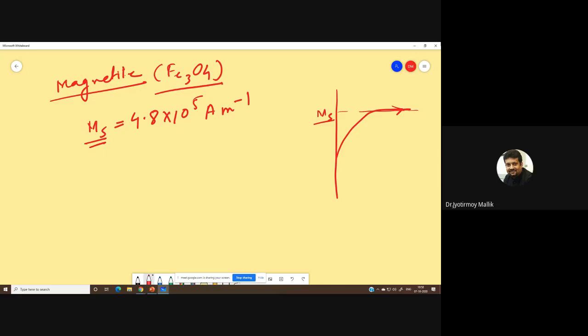And the Curie temperature will be 578 degrees centigrade. Now this saturation magnetization, the Curie temperature and the bulk susceptibility, all these things will slightly change if I keep on replacing titanium into the structure. Okay. That's the moral of the story.